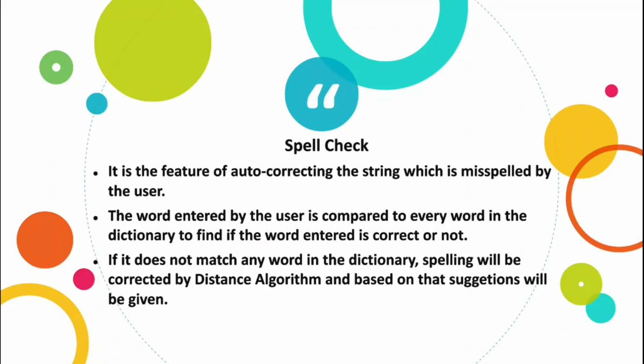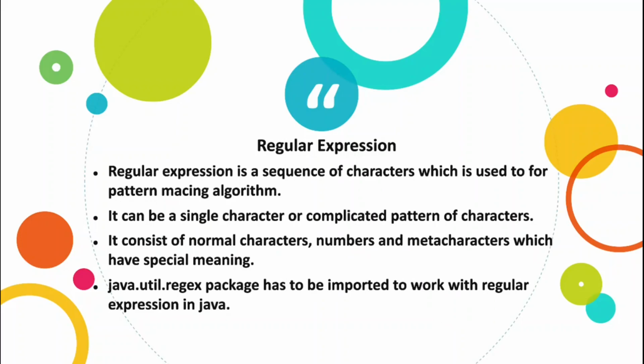Spell check: the edit distance algorithm has been used. It will try to give suggestions based on the string given by the user. Then regular expressions for the associated links: it will try to find a particular pattern which looks like a link. So our program will give suggestions of the links that are present in a particular HTML file. Basically we have used the java.util.regex package to implement this feature.